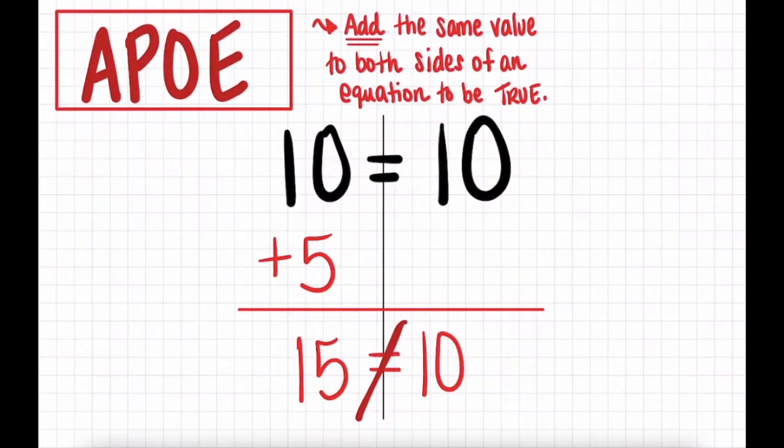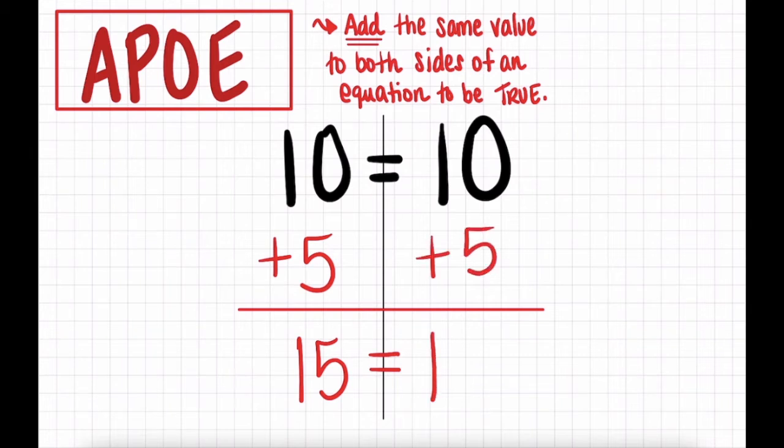No, not still true because 15 does not equal 10. So, to keep it true, I'm going to use the addition property of equality and add 5 on the right side as well. Now we have a true equation, 15 equals 15, which is true. This is a really basic example that many of you know. Let's look at something a little bit more complex.